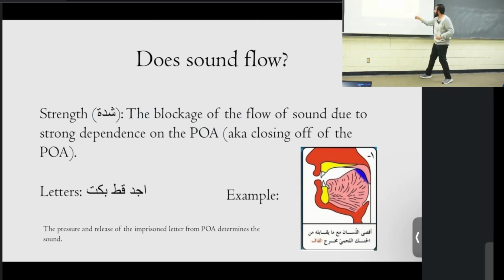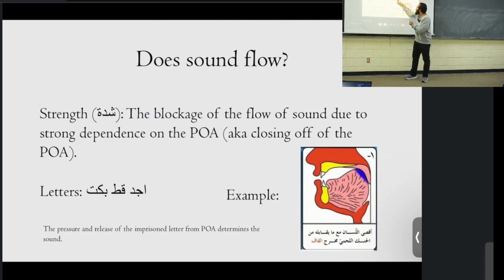So, let's look at the qaf right here. The qaf right here, it's completely blocked. So we say the flow completely closes. There's no sound that is getting emitted. So the sound gets completely blocked, right? So what do we call the letters where the sound is completely blocked? We called it shiddah, or strength letters. What is shiddah letters? The blockage of the flow of sound because of the closing of the makhraj. The makhraj gets completely closed.